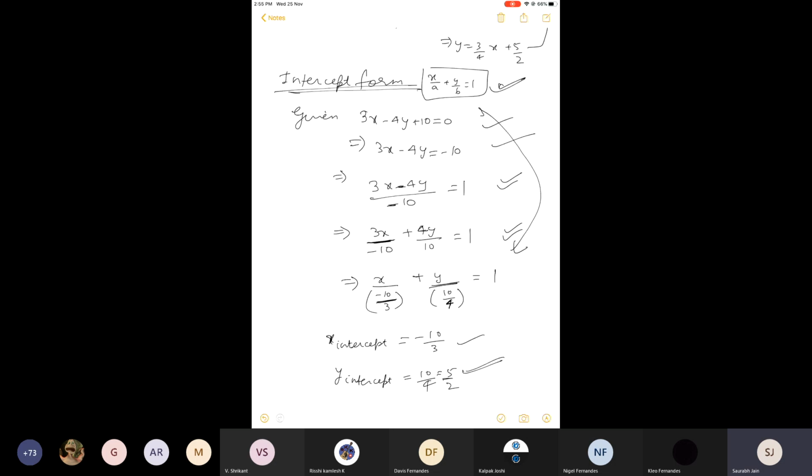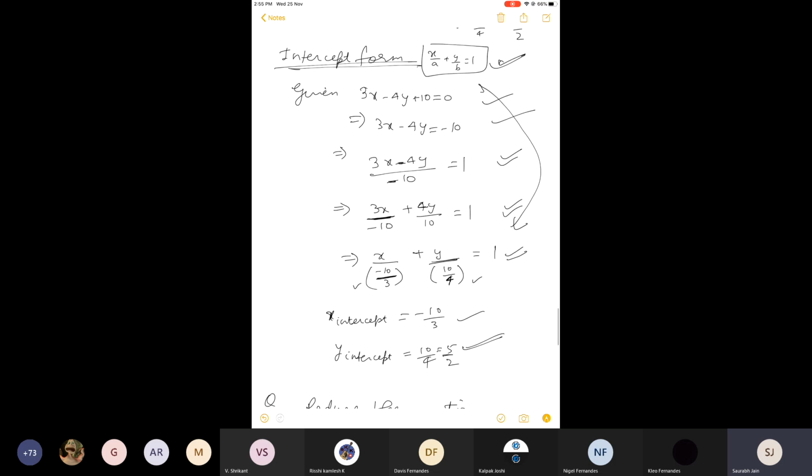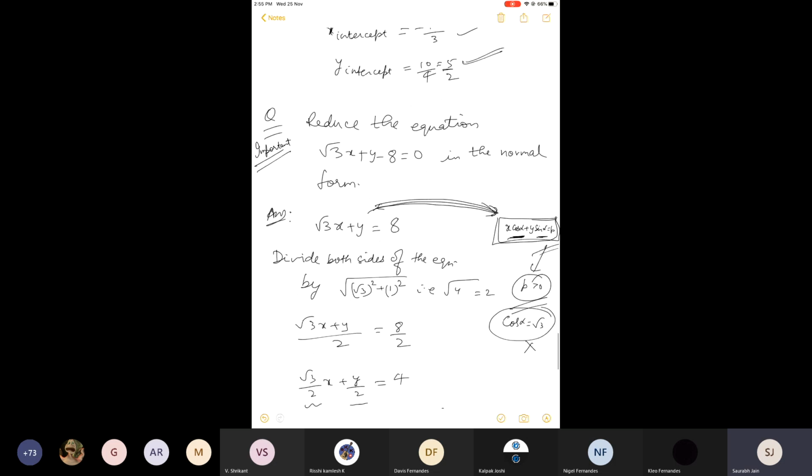Why are we writing it like this? Because it is the intercept form of the line. x by a plus y by b equals 1. From here, this is the x-intercept, this is the y-intercept. And lastly, for this, we already discussed it 2-3 times. So these are the 3 important questions that you should remember.